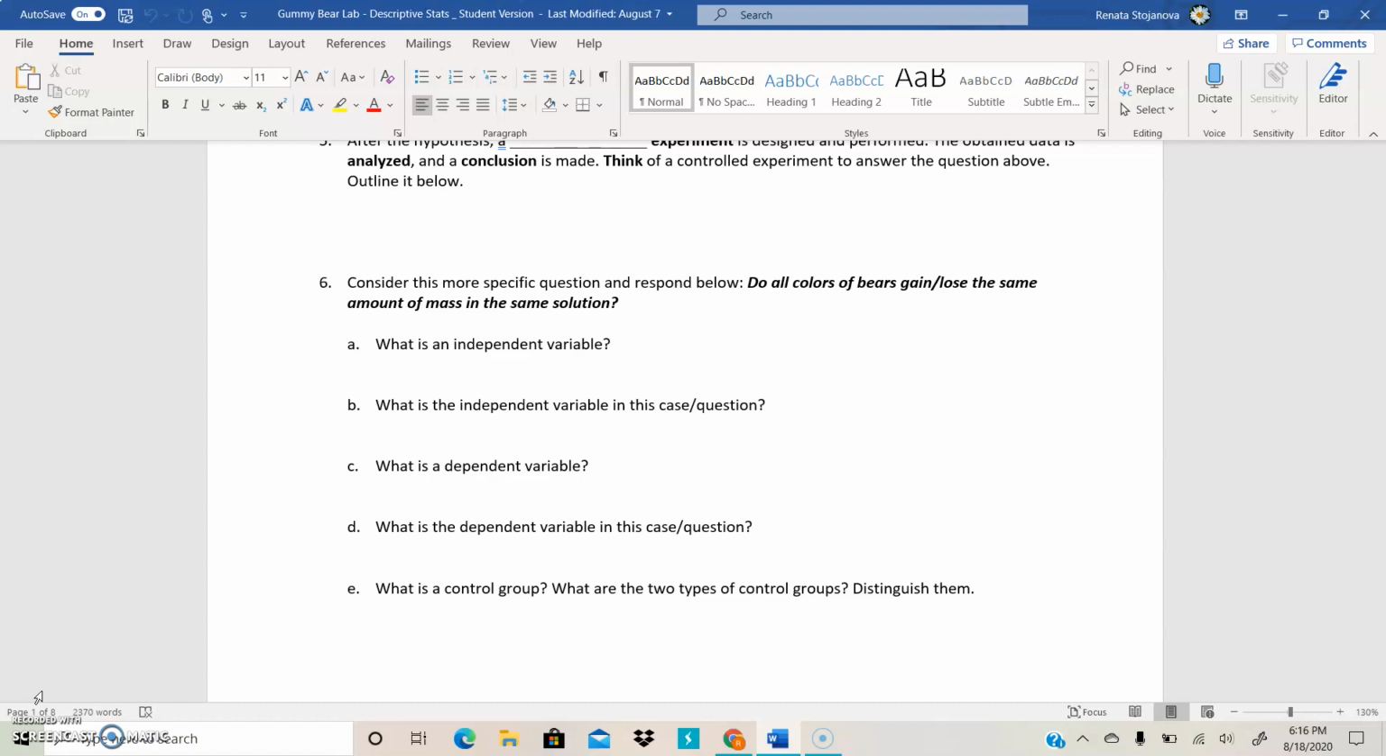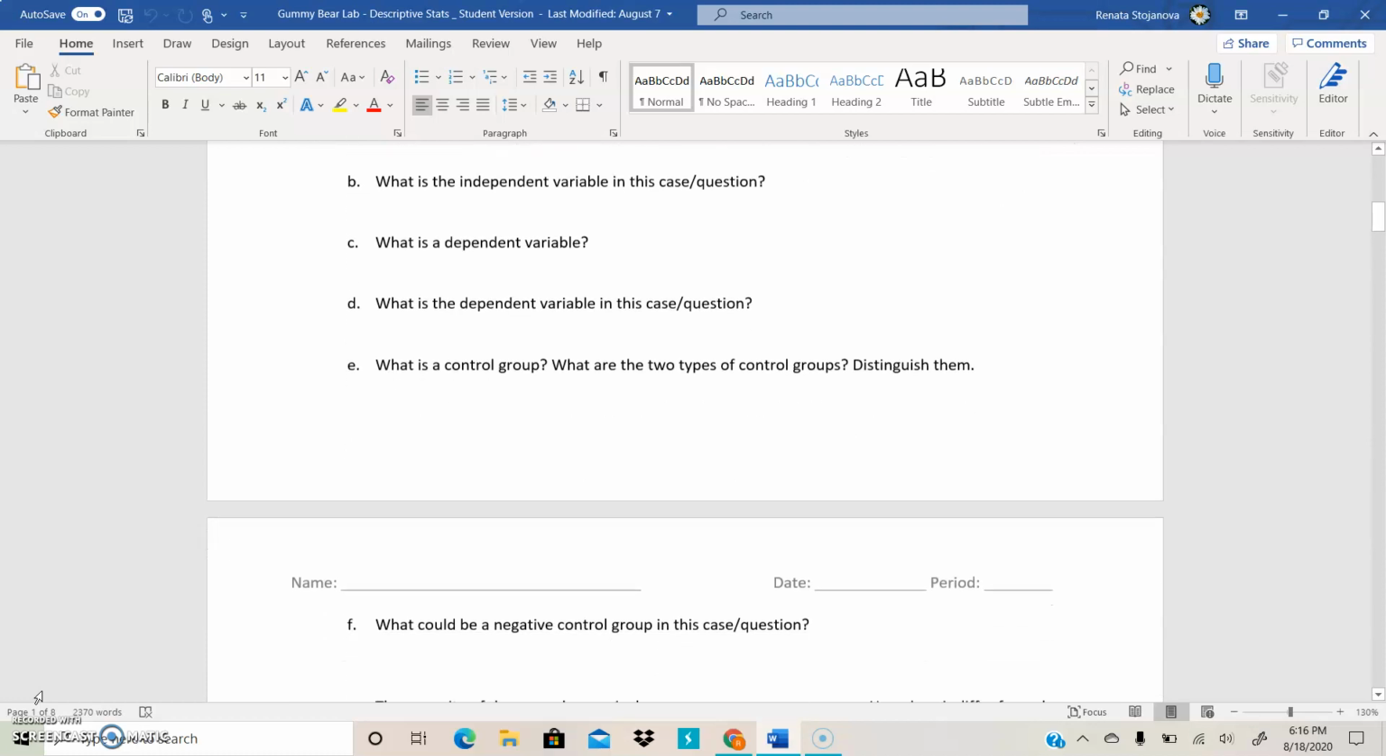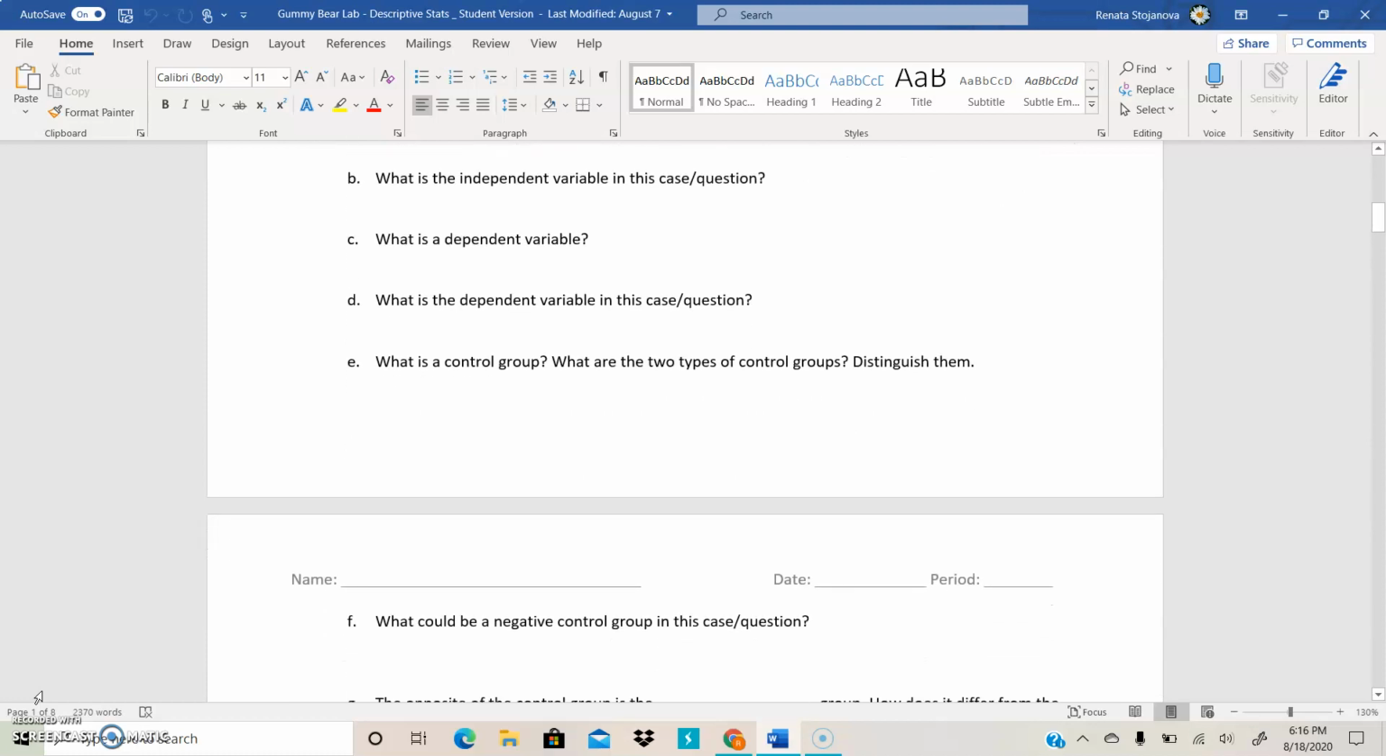Okay, let's talk about 6E. What is a control group? A control group is a group in an experiment that does not get the treatment or the independent variable. It is left alone as is. And there's two types of control groups. There's a positive control group and a negative control group. Most of you are likely familiar with the negative kind. That is the kind that gets no treatment or gets a placebo treatment, which means a fake treatment.